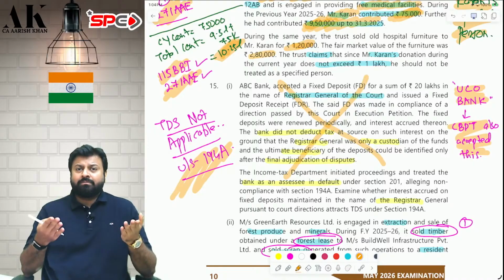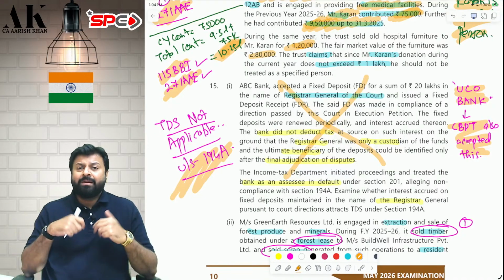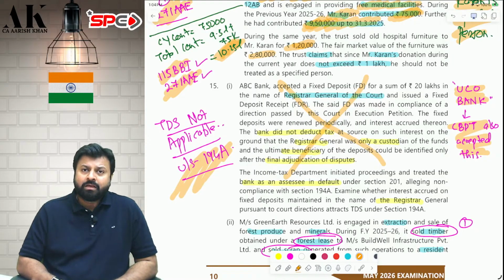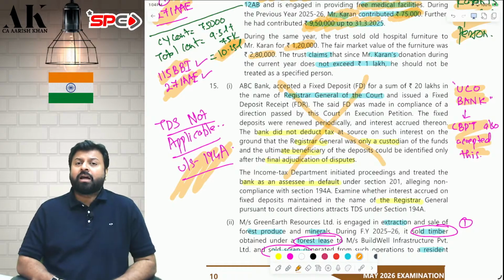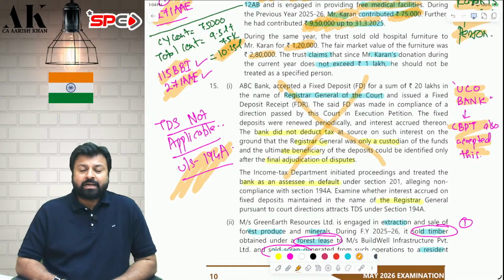This is not our income. This is not the income of the court. We are just doing it on behalf of what? On behalf of the person who is fighting the case. So, therefore, whatever interest is paid by banks to the registrar of the court will not be subject to TDS. Registrar of the court is not the payee for the purpose of 194A.